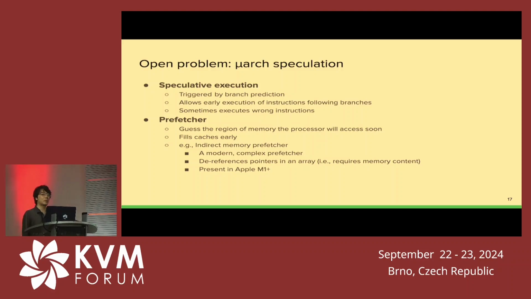The other kind of speculation is made by the prefetcher. The prefetcher guesses the region of memory the process is accessing and fills caches. And there is a more complex prefetcher example called the indirect memory prefetcher. It also fills caches, but instead of just filling caches, it uses the data read from memory to find more pointers to dereference.